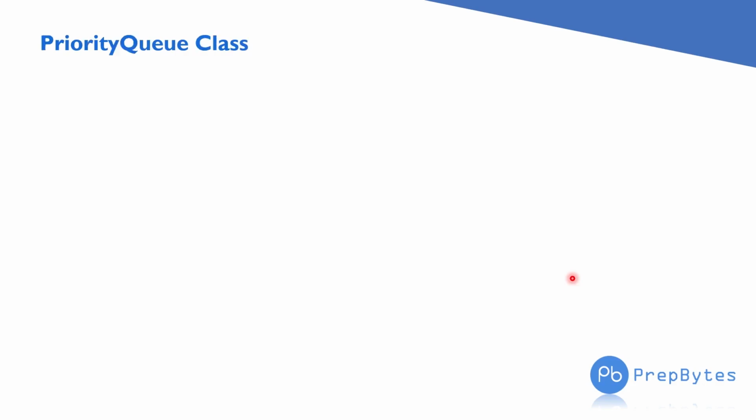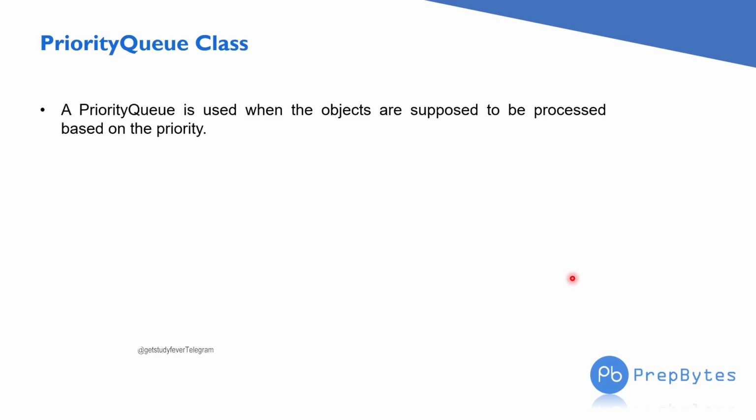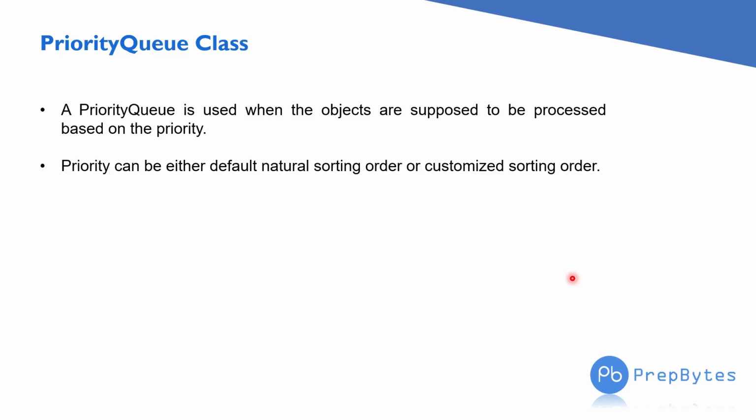Fine, so the next topic that we will see is the priority queue class. This is an implementation class of the queue interface. A priority queue is used when the objects are supposed to be processed based on their priority, correct? If we have a higher priority, then that object should be processed first, then the lower priority ones. The priority can be either the default natural sorting order or a customized sorting order. With the default natural sorting order, for numbers, ascending order is the priority, so 1 has a higher priority than 2, and 2 has a higher priority than 3. For strings, A has a higher priority than B, which has a higher priority than C. The alphabetical order will be followed. But we can also have a customized sorting order.